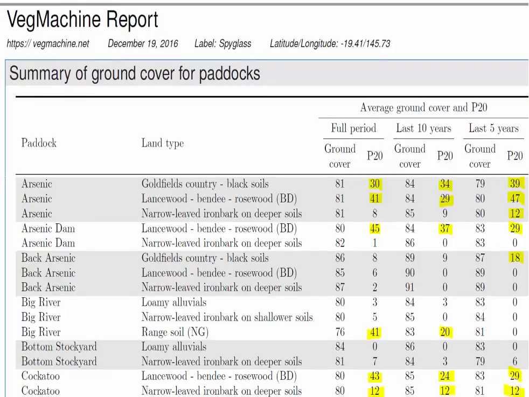One final thought on the summary table is to run your finger down those P20 columns and highlight the bigger values. Once you have, ask yourself if you see any patterns. Are they all in one land type? Are they changing in number or size over time? How do they relate to your broader management of your property? There may be some insights here that can assist our decision making.